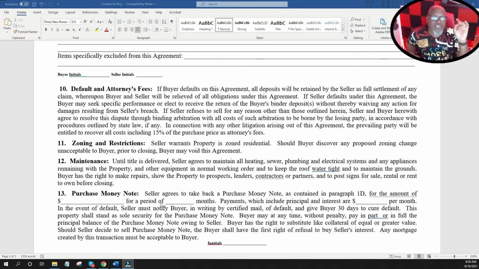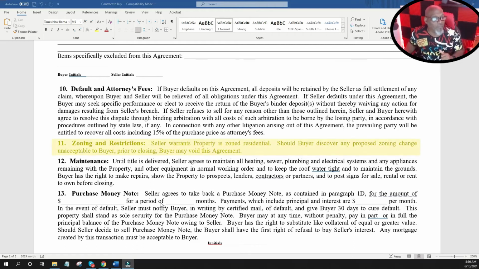However, if the seller refuses to sell for any reason other than those herein, the seller and buyer agree to resolve the dispute through binding arbitration, with all costs of such arbitration to be borne by the losing party in accordance with procedures outlined by state law. So if they fail to perform, you can sue them to perform, which we've done before.